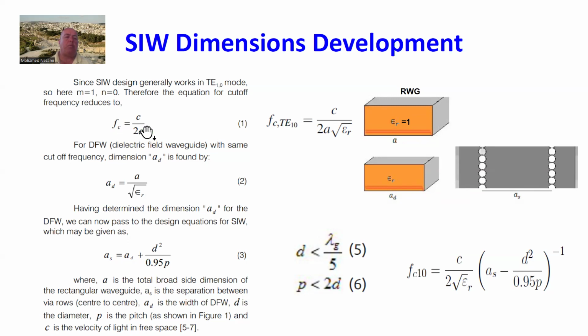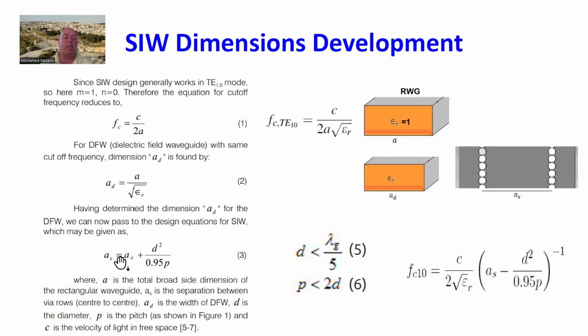We start out with the cutoff frequency defined as this for the TE10 mode for rectangular waveguide. Once we have the frequency given to us, because we know what frequency we want to operate at, we can solve for A. And once we solve for A, we can right away come up with the AD for the dielectric filled waveguide according to this equation here. So we just take the A dimension from here and divide it by the square root of the permittivity of the dielectric material that is filling the dielectric filled waveguide.